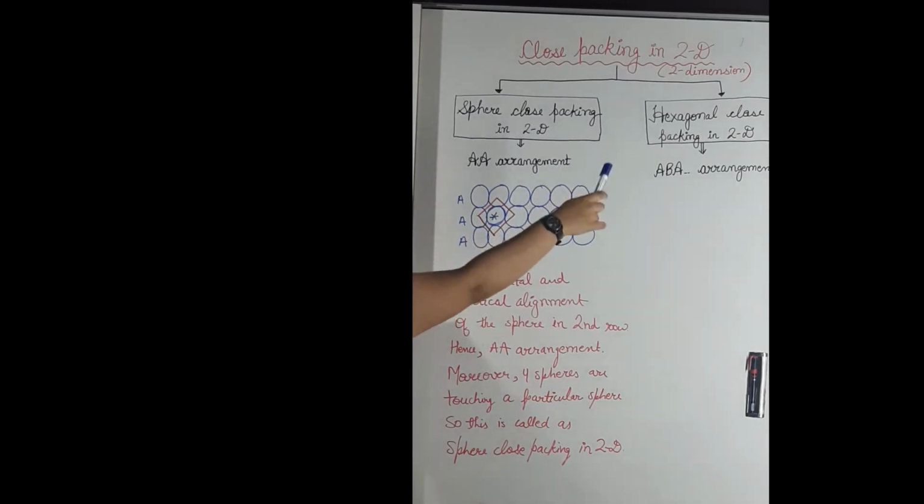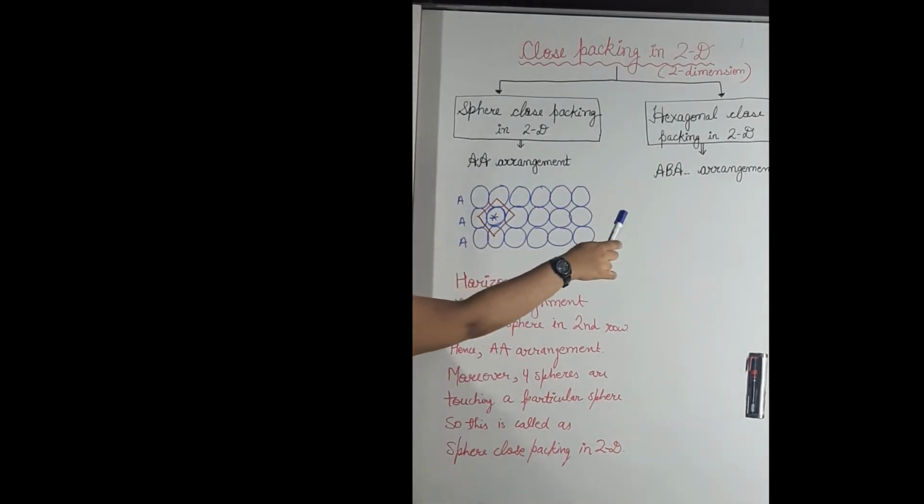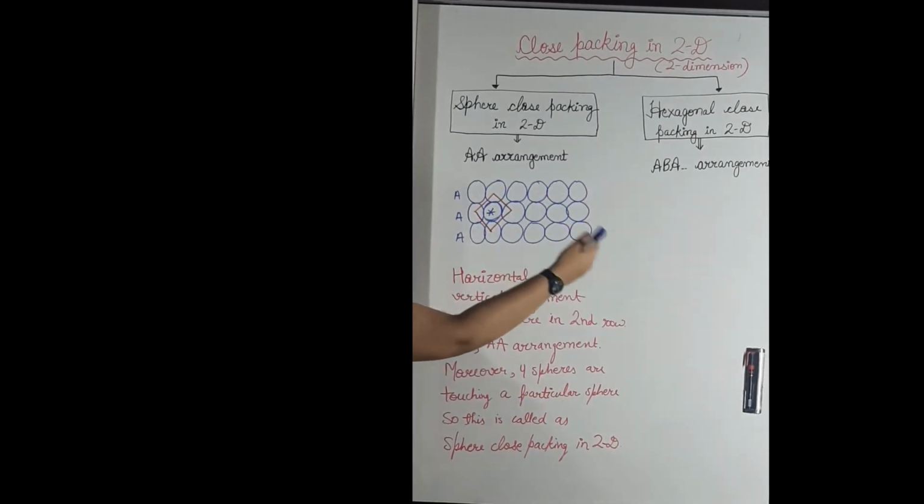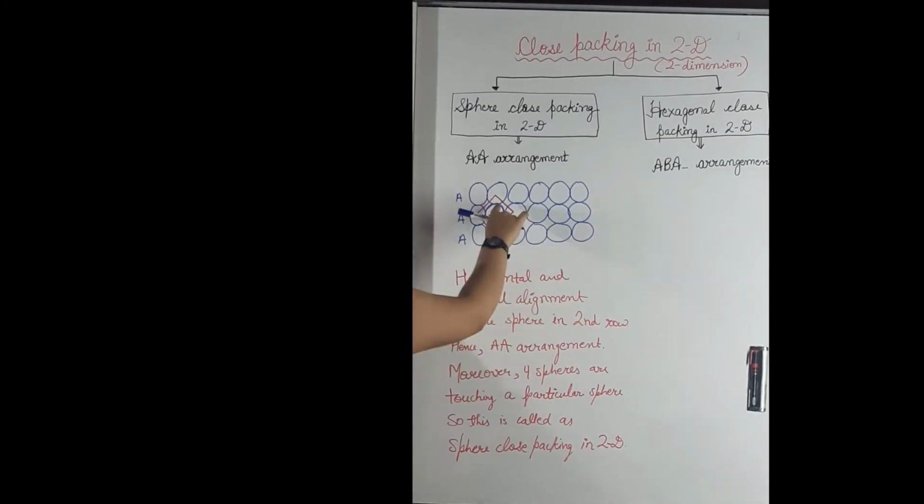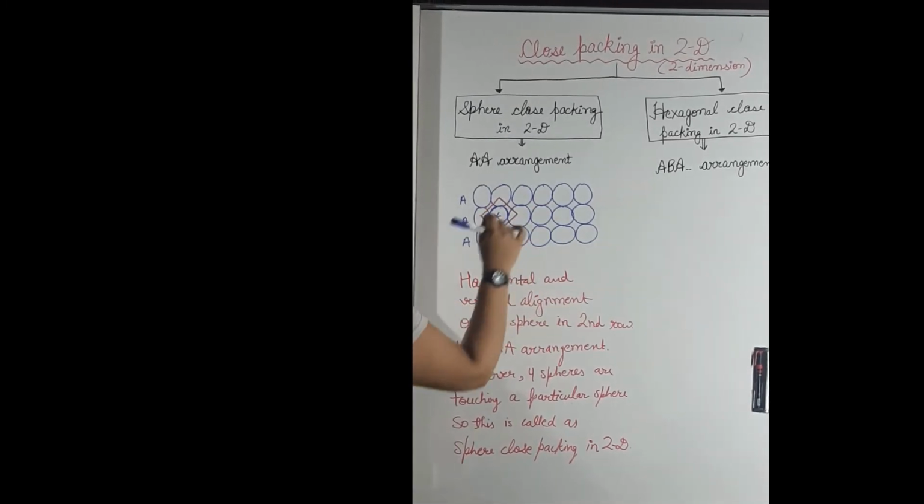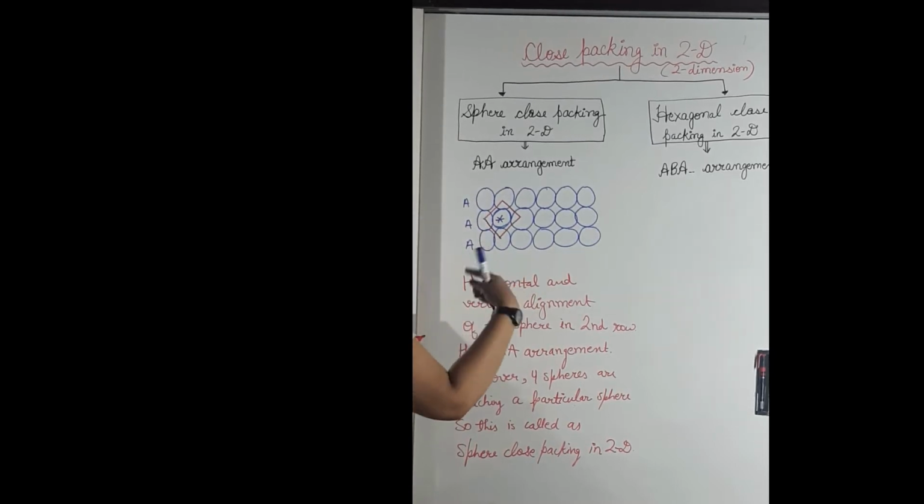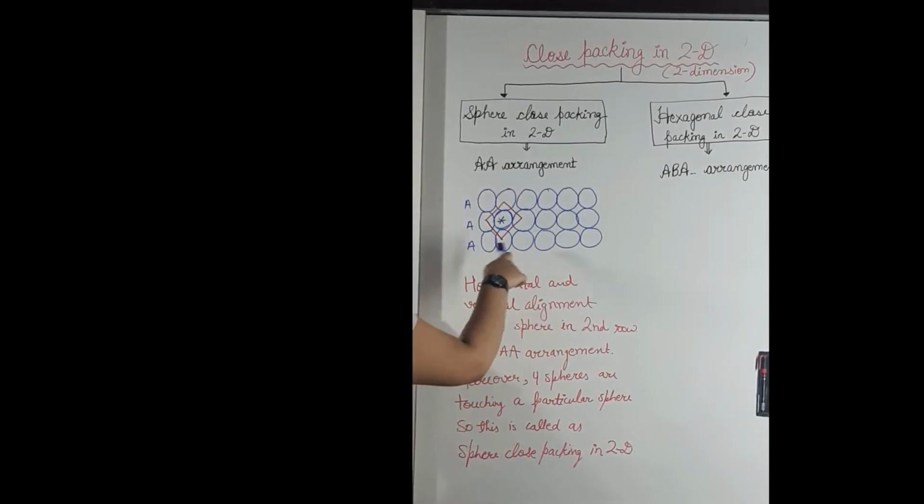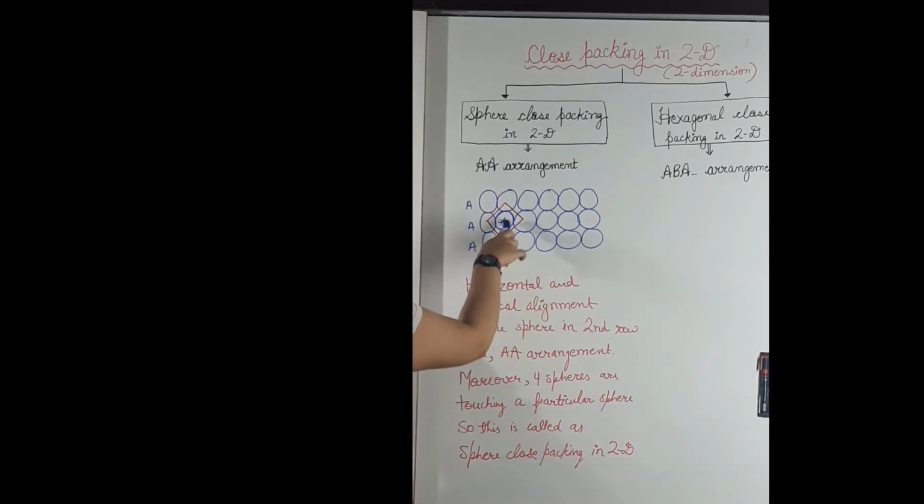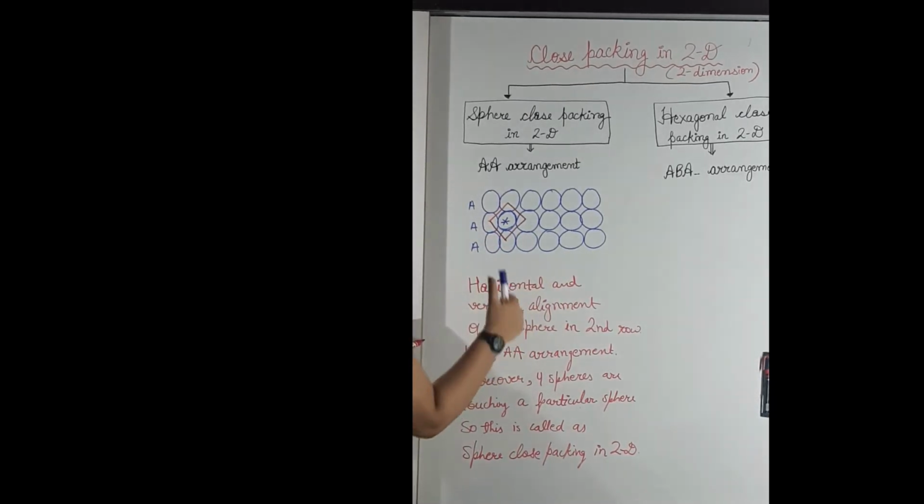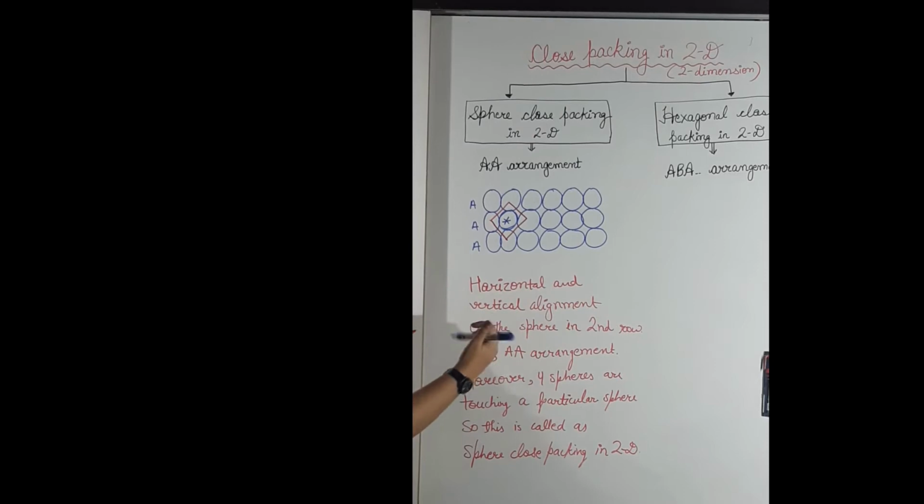In hexagonal close packing in 2 dimensions, the spheres in the second row are placed in the depression of the first row, such that the first and third rows are exactly similar, and in this packing a particular sphere is touched by 6 spheres. How? Let's look.